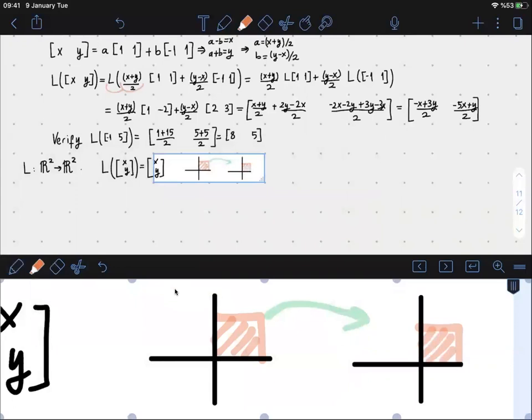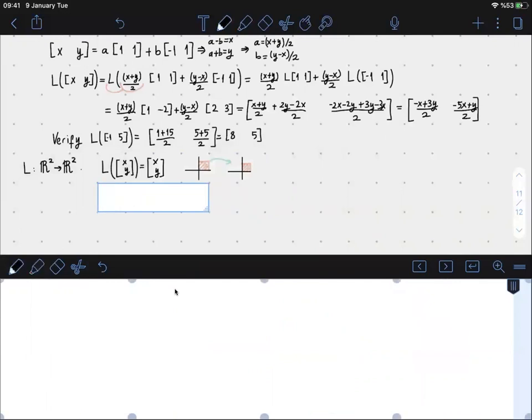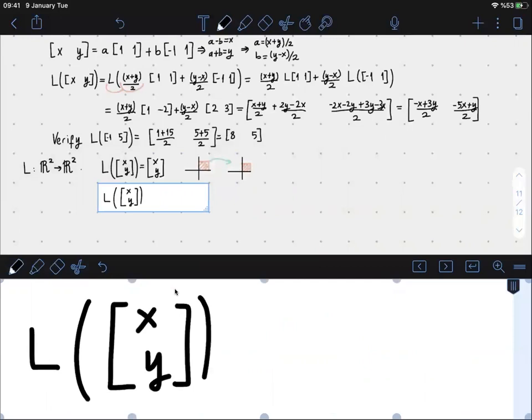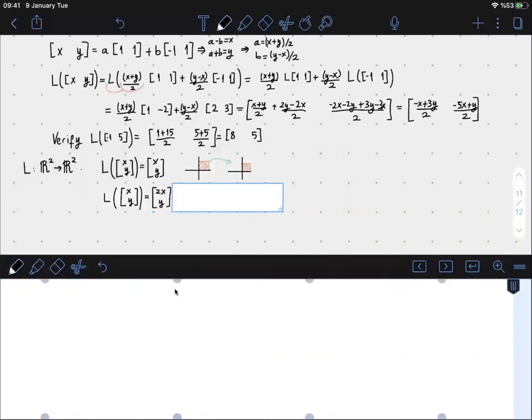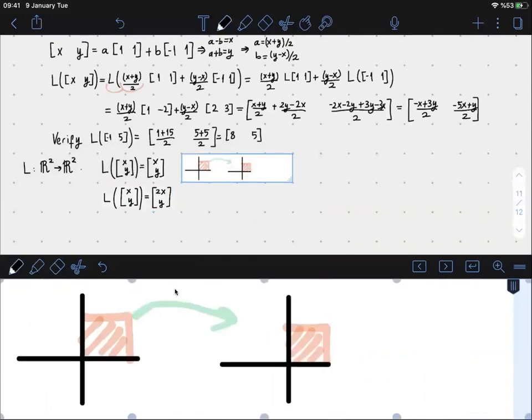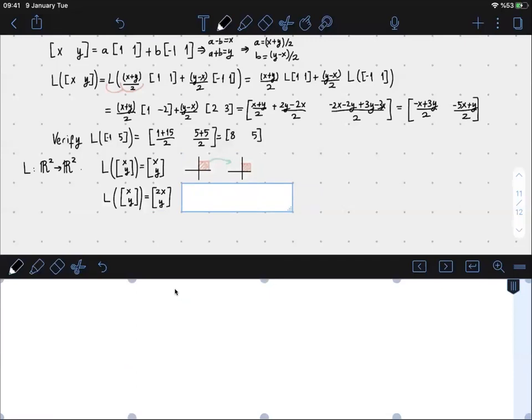This is like the identity linear transformation. So let's consider something else. Let's consider, for example, let's take x and y, and suppose it sends it to 2x and y. So how does this transformation work? I won't draw this left part, just the right part. So how does this transformation work?